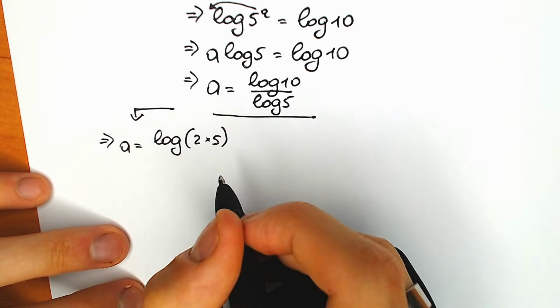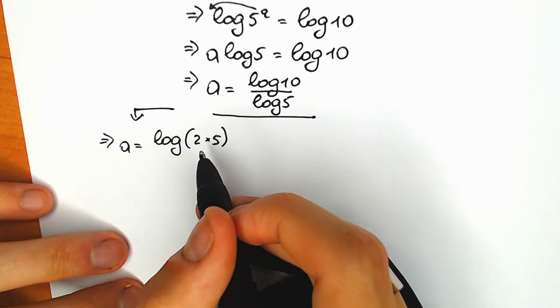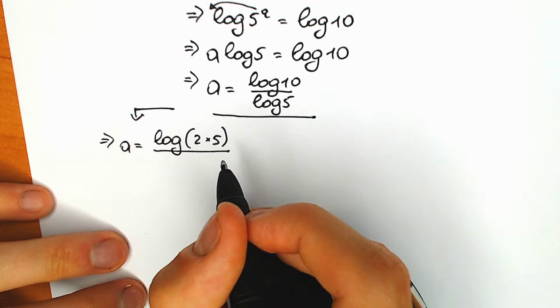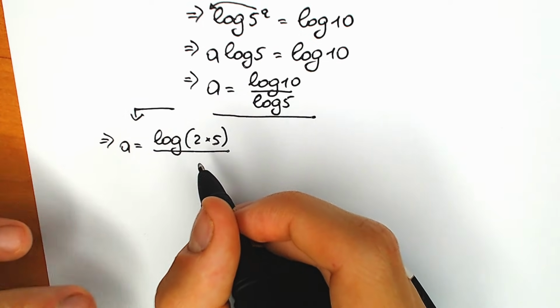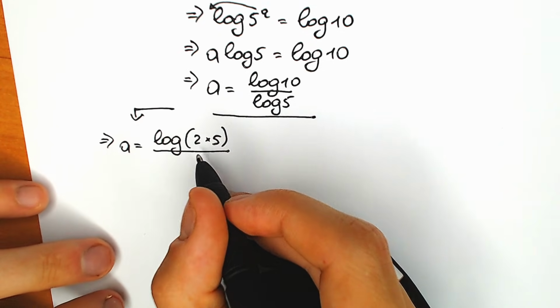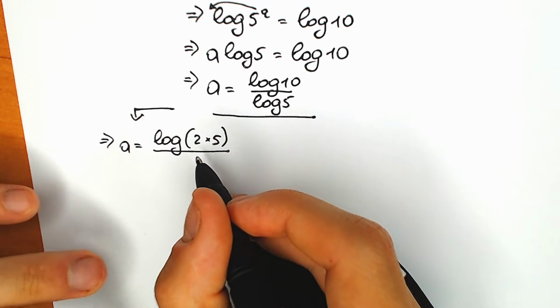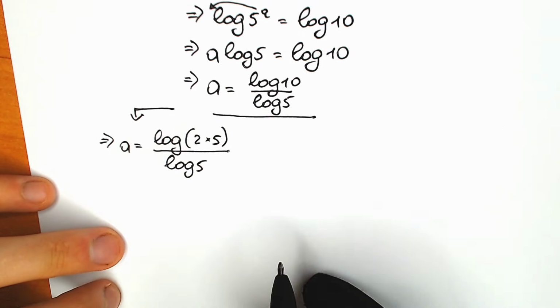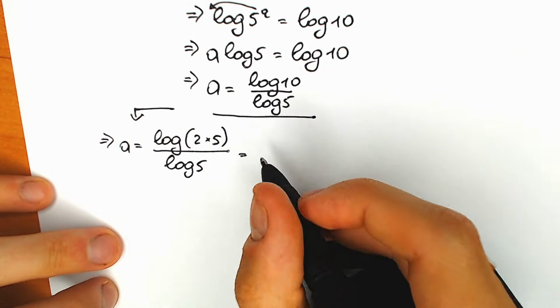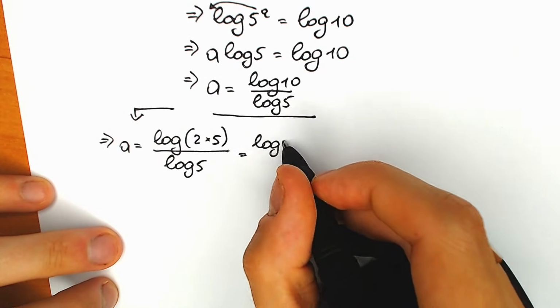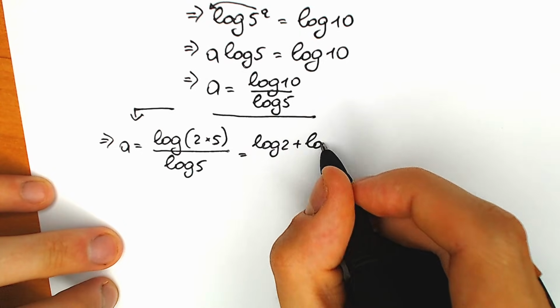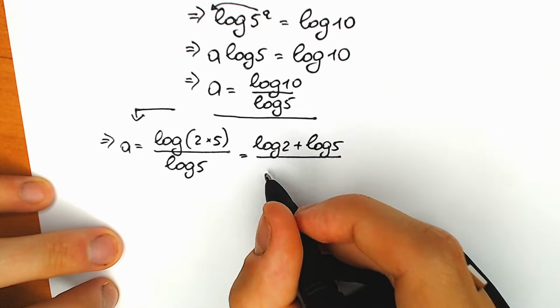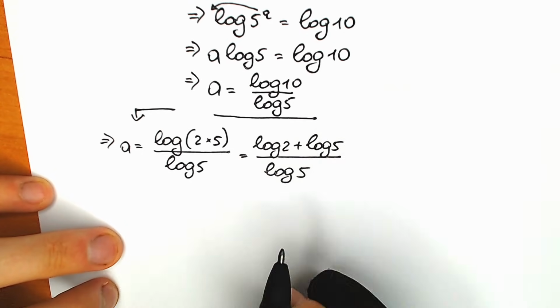A lot of students might be asking why I write this as 2 times 5, and my response is that right here we have a really great case to apply this log property. When we have a log of a product, we can write it as the sum of 2 logs. So we can write it as log 2 plus log 5, according to a log property, and we divide it by log 5.